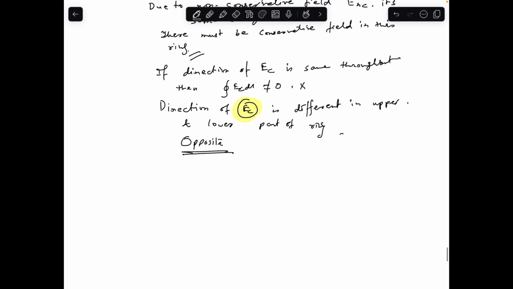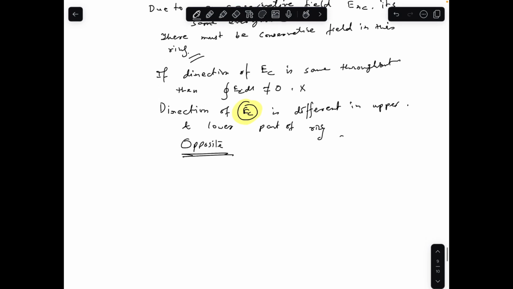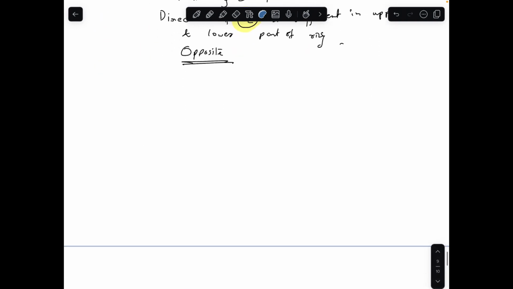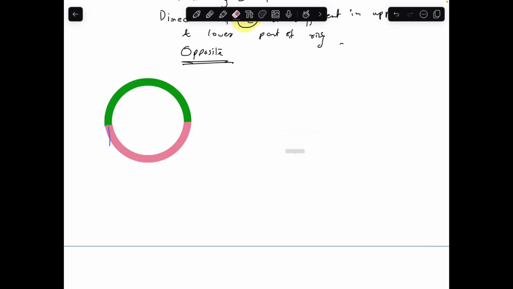Okay. Now let us try to understand. Let us try to solve this question. I'll just copy this. So here for this given ring, what is the current? ENC is also there, everywhere ENC is there. And E conservative is also there. What is the current? Current is EMF by resistance. Correct. Induced EMF.